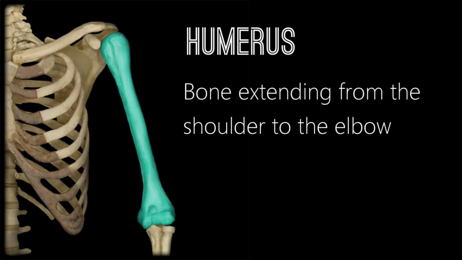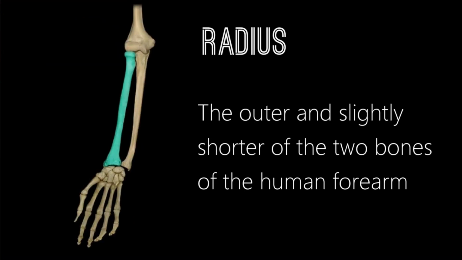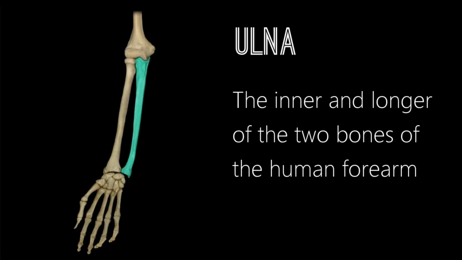Bones in hands and feet. Humerus: bone extending from the shoulder to the elbow. Radius: the outer and slightly shorter of the 2 bones of the human forearm. Ulna: the inner and longer of the 2 bones of the human forearm.